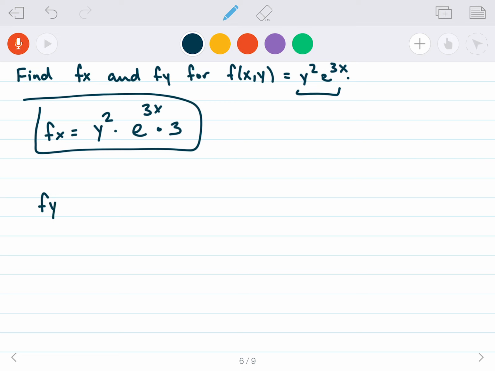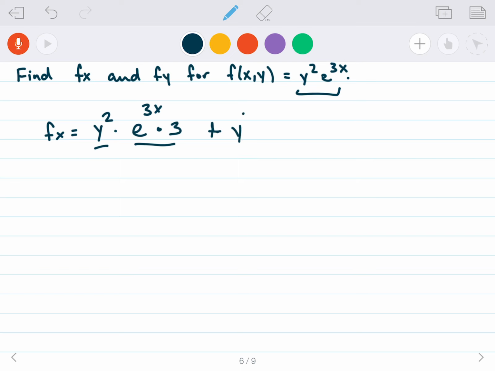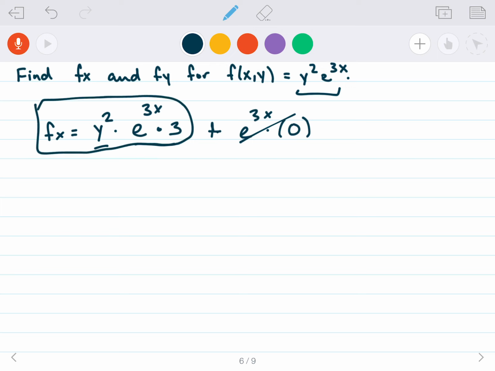Now let's look at the partial derivative with respect to y. So again, product rule, keep the first. Wait, I don't think I finished the product rule for the x. Sorry. So keep the first times the derivative of the second plus keep the second, e to the 3x, times the derivative of y squared, which is just 0. So that goes to 0, and this is my answer right here, because the rest of it goes to 0. Alright, sorry about that. I lost my train of thought for a second.